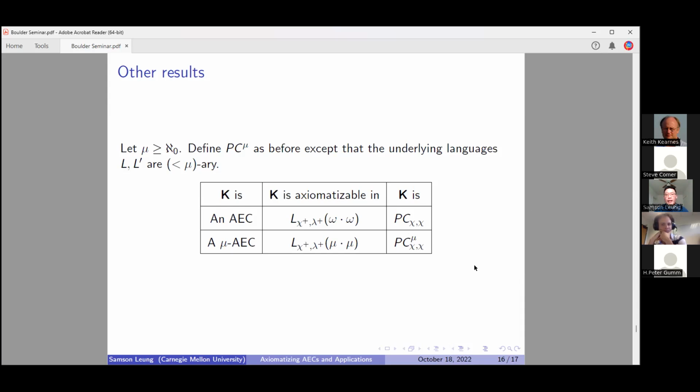So one comment is that maybe because my proof is general enough to also work for mu AECs, in terms of the original Aleph-null AECs there should be some room for improvement. Here my proof is so general that it can work for any mu AECs when mu is bigger than Aleph-null. So maybe I'm not using enough properties of AECs themselves.